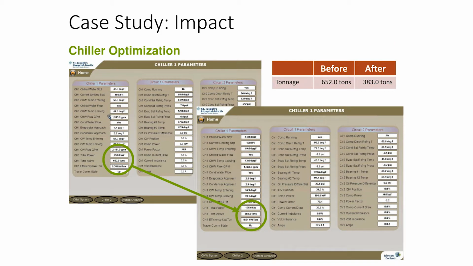And there's a quick screenshot of tonnage of the chiller before and after. On this particular day, we went from 652 tons of output to 383 tons. So again, a significant drop in the work that the plant had to do.